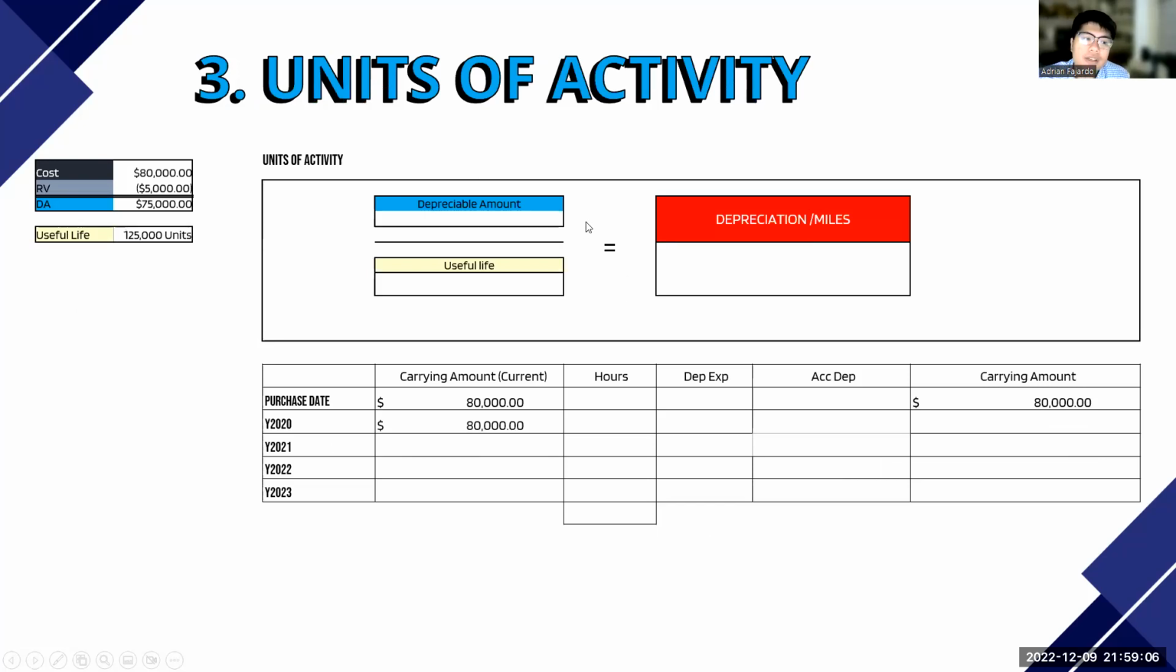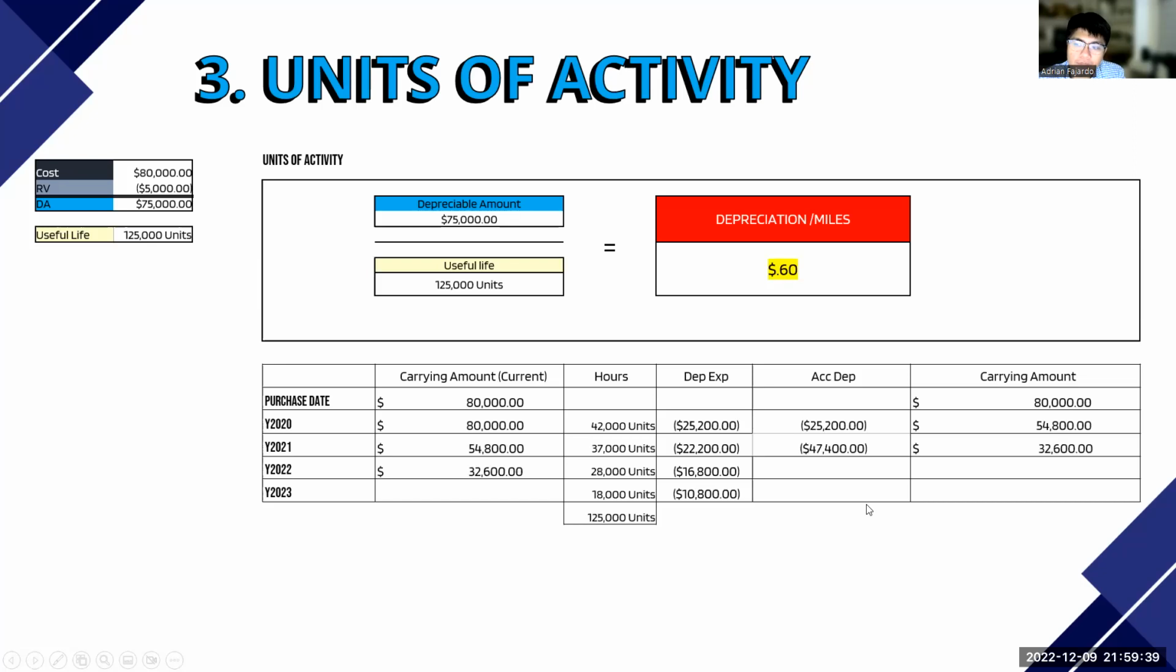With 125,000 units of activity, you get the depreciable amount of 75,000. Divide mo by 125,000. You get your depreciation per unit, of 0.60. And then you look at the hours. So 42,000 times 0.60, you'll get your DEPX. 37 times 0.60 is 22,200 in DEPX. 28,000 times 0.60 is 16,800. 18,000 units, 0.60, 10,800. So nakuha nyo na kagad yung depreciation expense nyo.